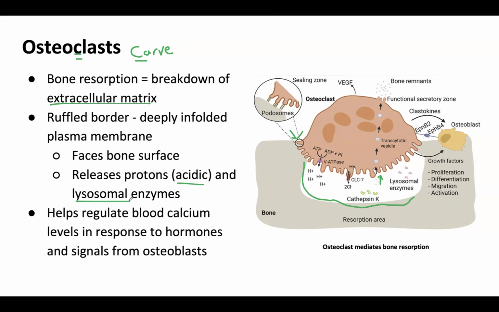Now, it is stimulated to resorb bone by signals from osteoblasts as well as hormones, and this is really important in regulating blood calcium levels. And osteoclasts are often the target cells for drug therapies to treat various disorders, such as osteoporosis, which we'll talk about in another video.